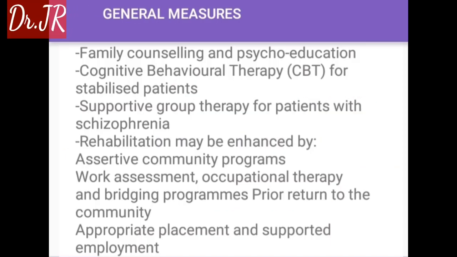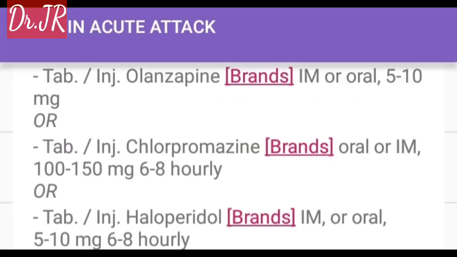General measures: family counseling and psychoeducation, cognitive behavioral therapy for stabilized patients, supportive group therapy for patients with schizophrenia. Rehabilitation may be enhanced by assertive community programs, work assessment, occupational therapy, and bridging programs prior to return to the community, appropriate placement, and supported employment.